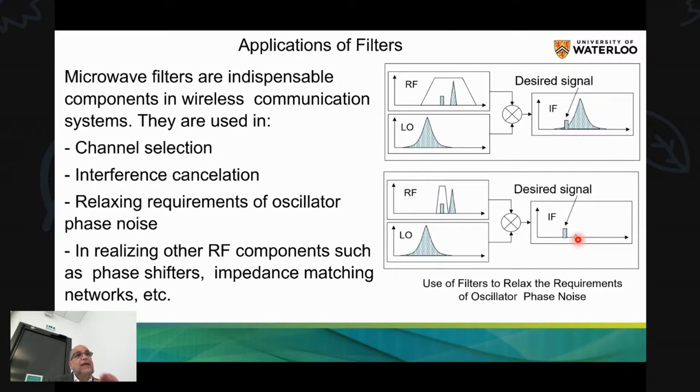And even if, I don't know when it's going to happen, 20 years from now or so, everything becomes digital, you still need filters at the input. You still need filters somehow. So filters are always needed and required.